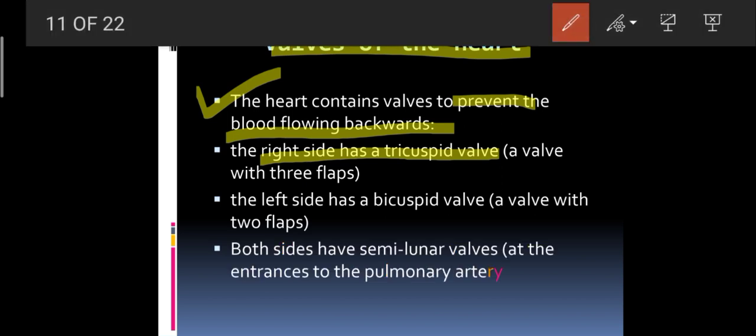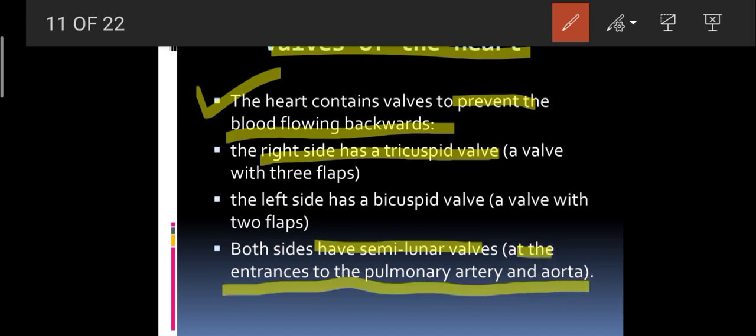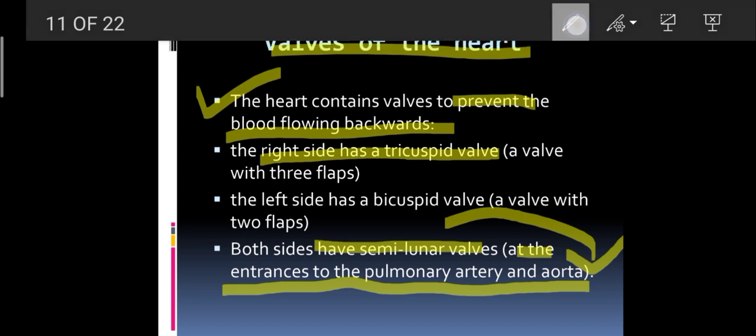Both of these sides have semilunar valves at the entrance to the pulmonary artery and aorta. So semilunar valves are present at the entrance of the pulmonary artery and aorta.